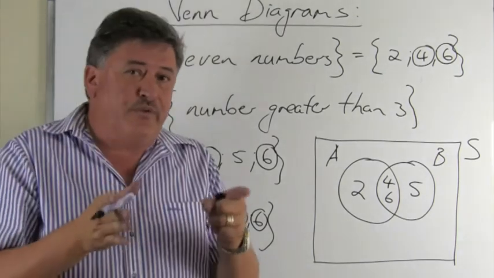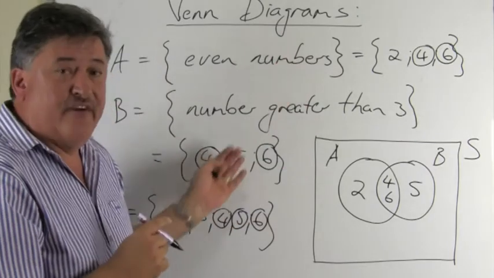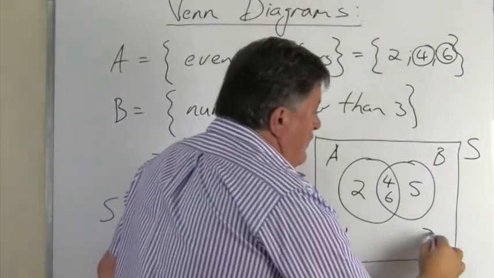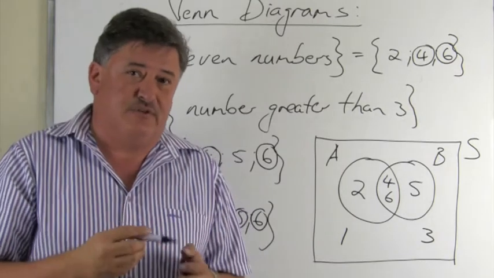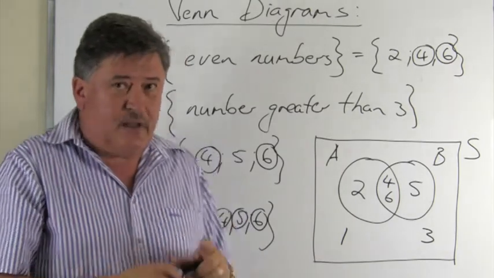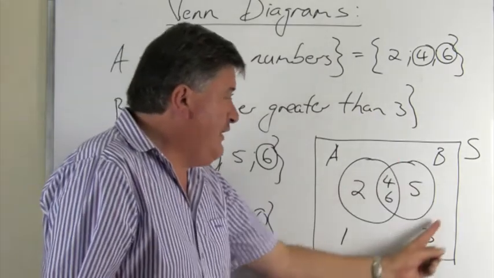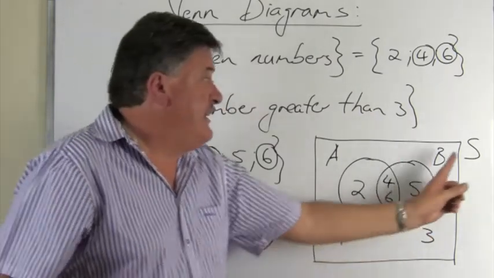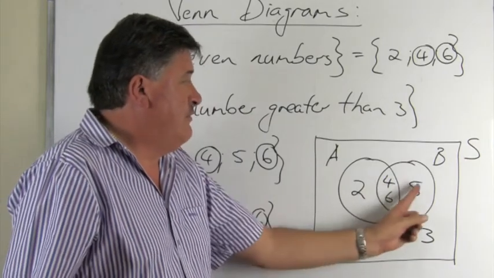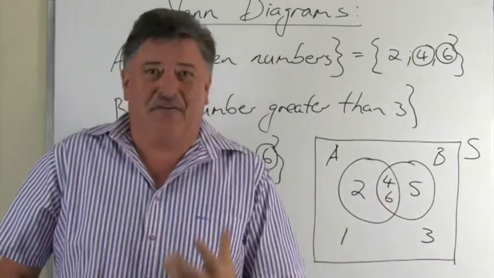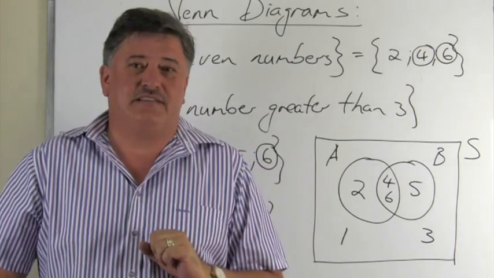They are not within any one of the 2 events, so therefore we put them outside the 2 events, but inside the sample space. You always need to double check that all your outcomes are within your sample space. 1, 2, 3, 4, 5, 6, and now you know your Venn diagram is correct.